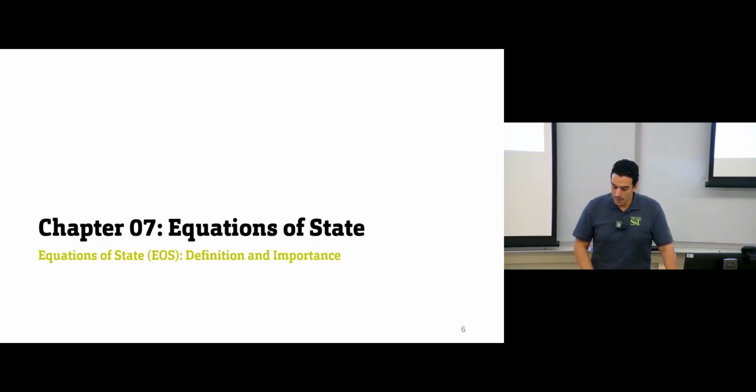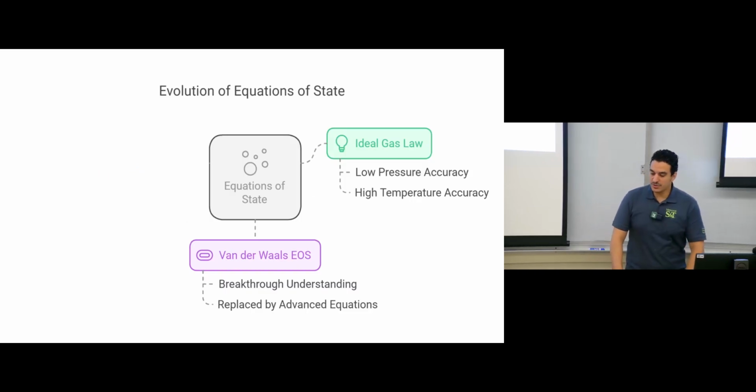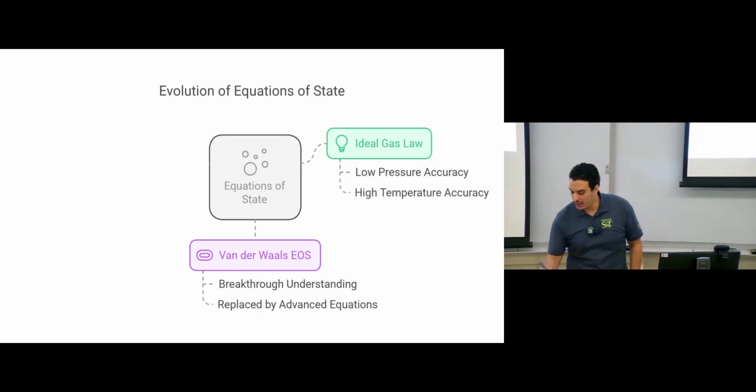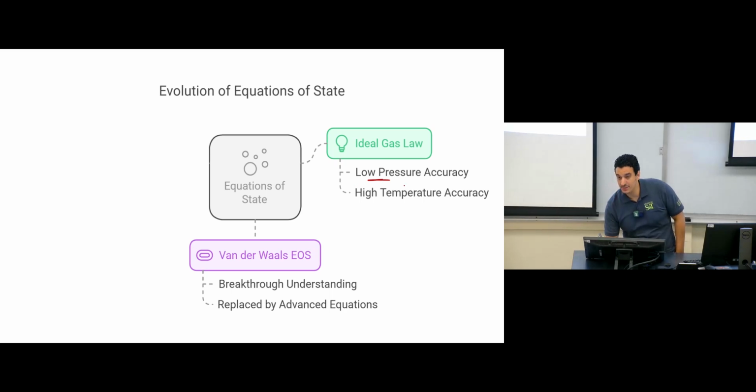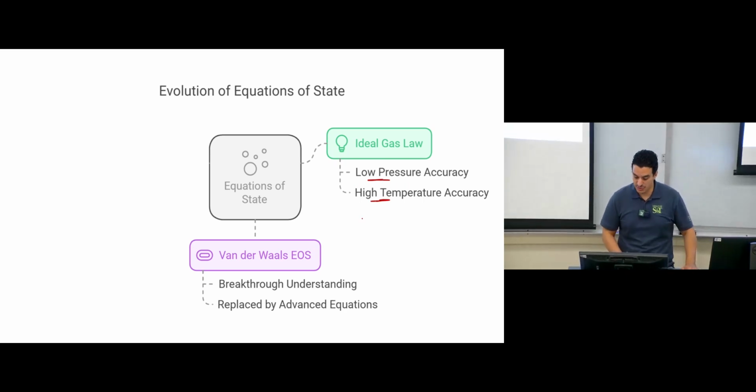So for chapter 7, as we said, we have the ideal gas equation of state. This one is accurate at low pressures or extremely high pressures. This one is also accurate at very high temperatures. We have van der Waals. This one was a breakthrough. Now it's replaced by advanced equations.